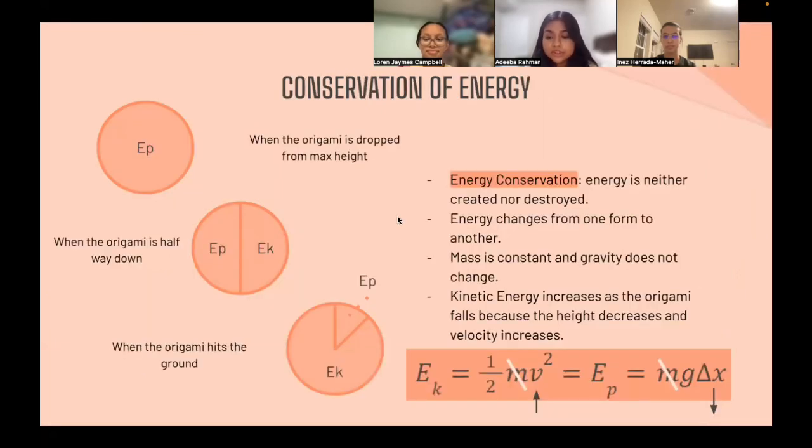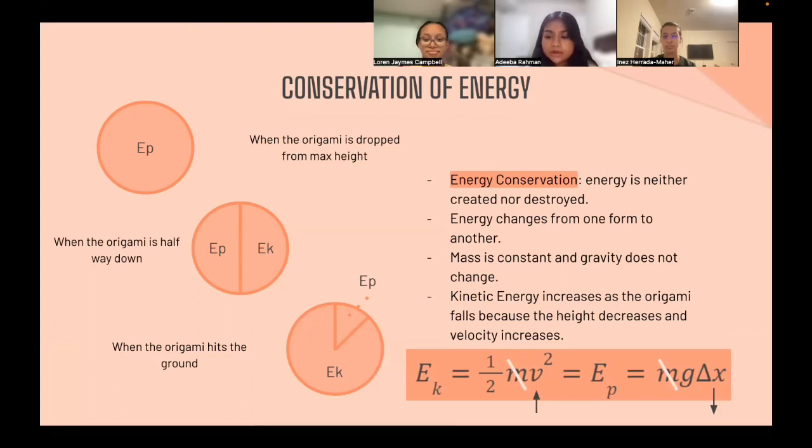And then, just as a refresher, energy is neither created nor destroyed and changes from one form to another. This slide shows the energy pie charts from when the origami is dropped, where it is only potential energy, halfway down, where it is half potential energy and half kinetic energy, and then when the origami hits the ground, which is almost all kinetic energy.